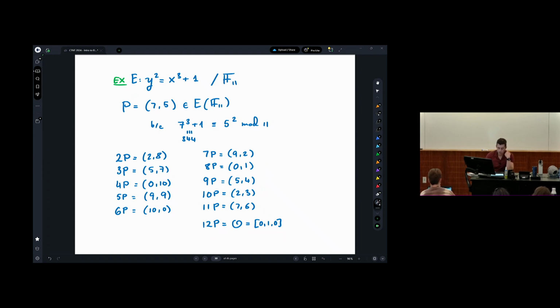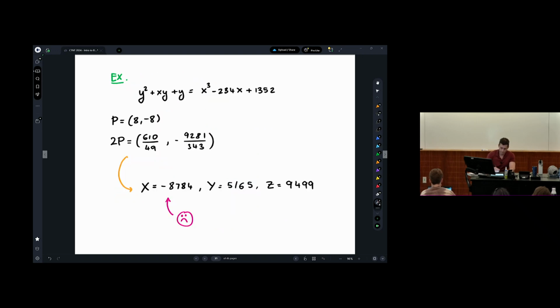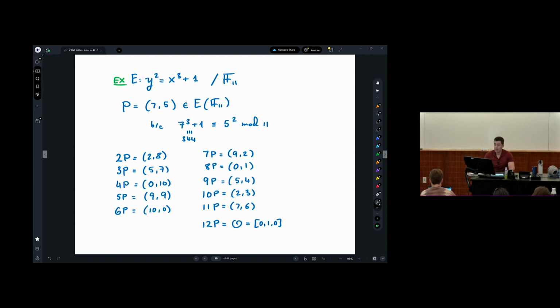So it turns out that P is a point of order 12, and in fact, that point generates all the points on the curve over F11. These are all the points, the points I just drew. These are all the F11 rational points. So it turns out that the group is generated by the point P, and it is isomorphic to Z modulo 12.